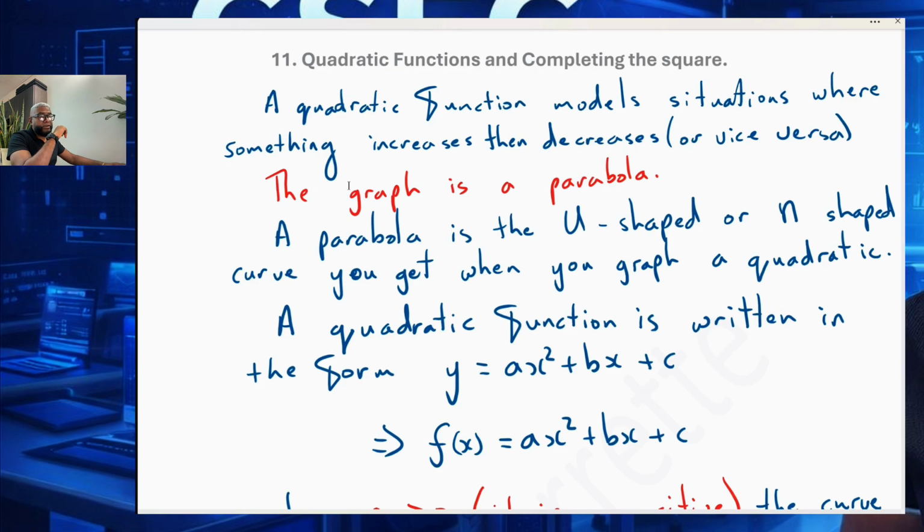Right, so the topic that we will be dealing with today would be quadratic functions and completing the square. A quadratic function models situations where something increases, then decreases, or vice versa, meaning it decreases, then increases, right? The graph for a quadratic function is called a parabola, right?